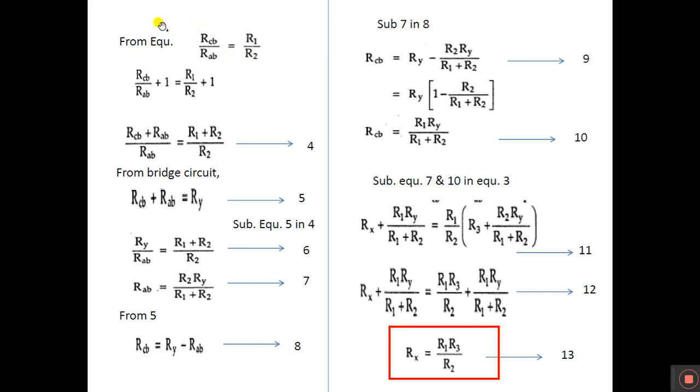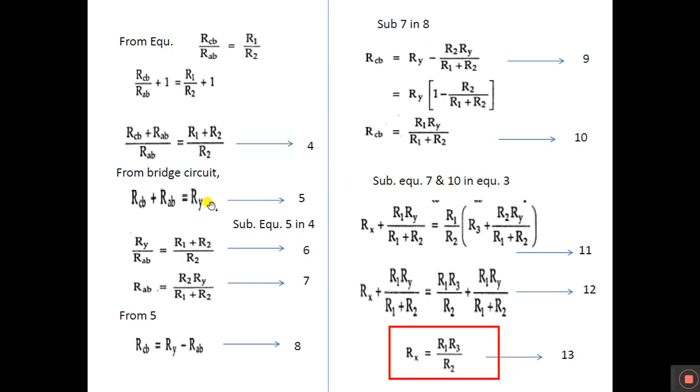So the expression we took earlier is RCB divided by RAB equals R1 divided by R2. I am going to add 1 on both sides of this expression. Anyway, there is no change in the exact values. For derivation purposes, to equate the proper values, I am adding 1 on the left hand side as well as the right hand side. Now, if I cross multiply this, (RCB plus RAB) divided by RAB equals (R1 plus R2) by R2.